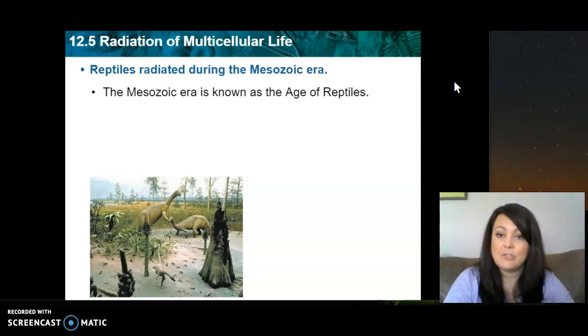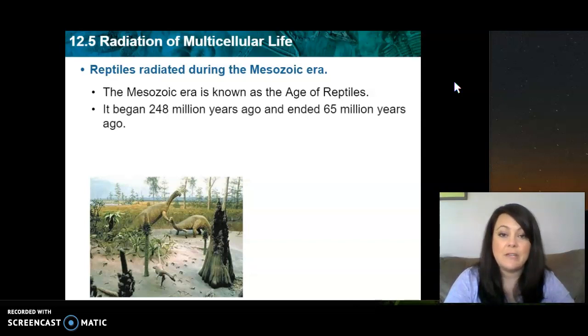Reptiles radiated during the Mesozoic era. The Mesozoic era is also known as the Age of Reptiles. It began 248 million years ago and ended 65 million years ago. The environment on Earth at that time was very habitable for reptiles, but not much else.